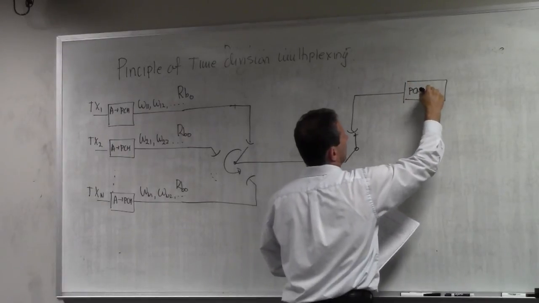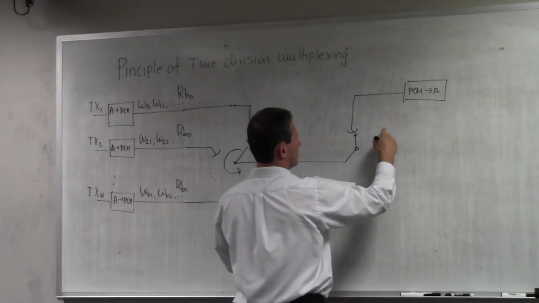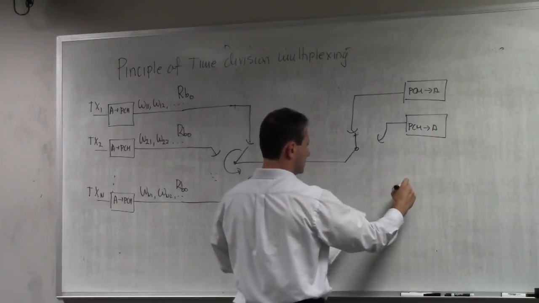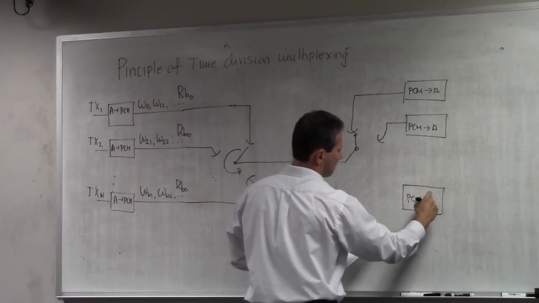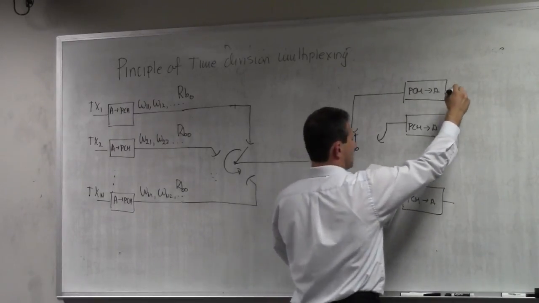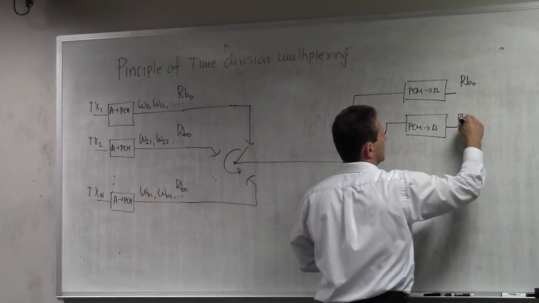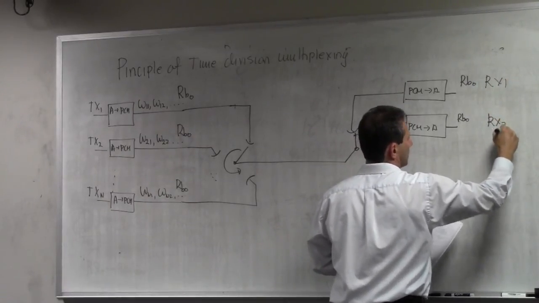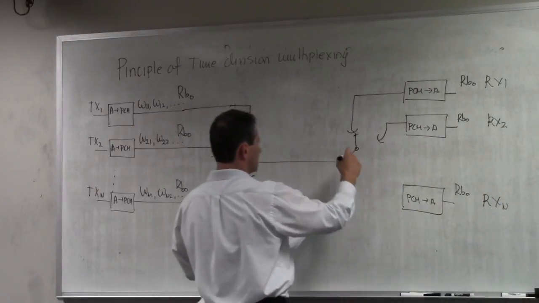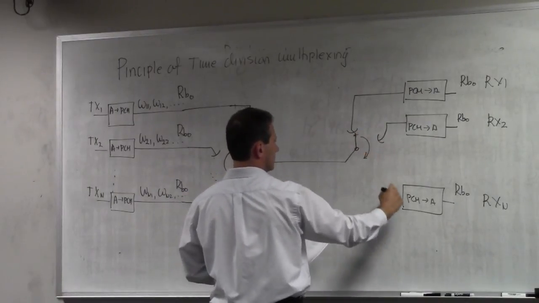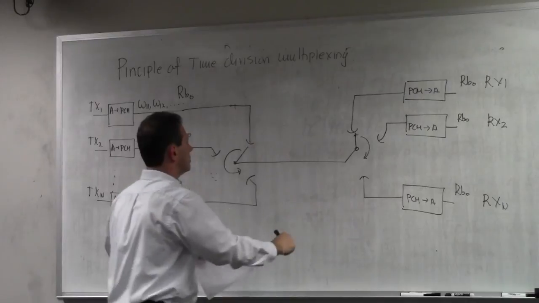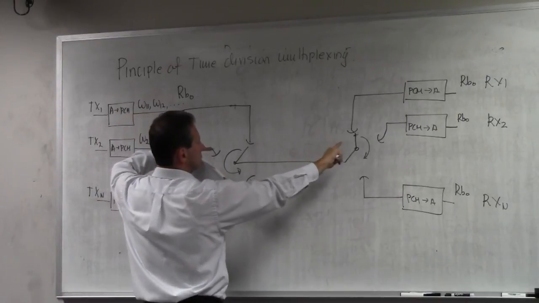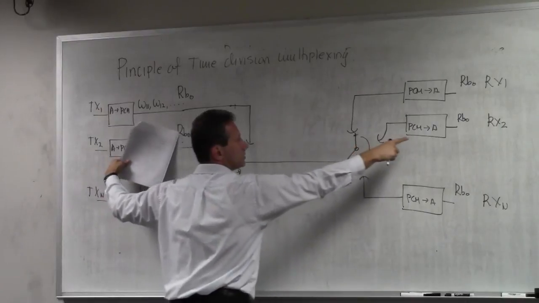PCM to analog, and then the last one. And this is, again, RB0, RB0, RB0. So this is now reception for the first one, reception for the second one, reception for the nth one. And if this switch rotates this way, this one has to rotate this way, right? So, for example, here, this is now connected to this. And when the first word goes, this switch connects here, and then these two pairs are connected, and so on.